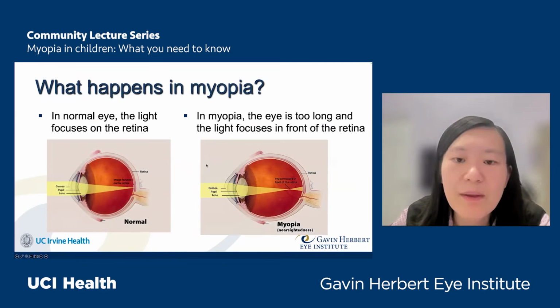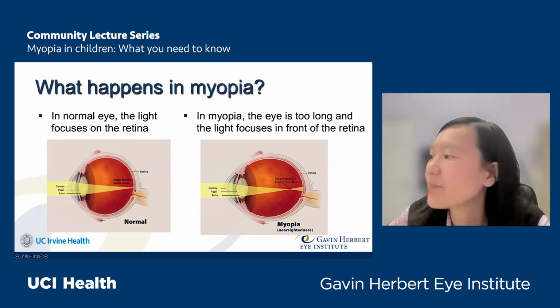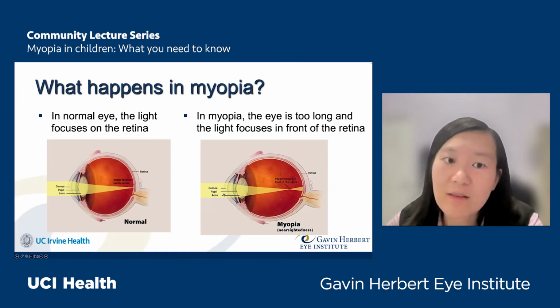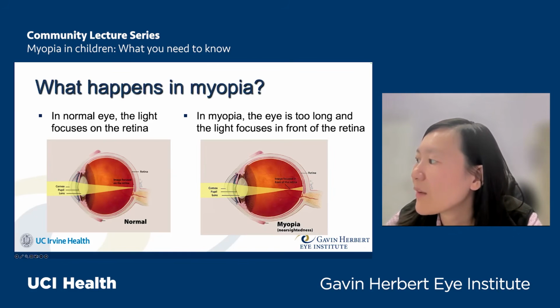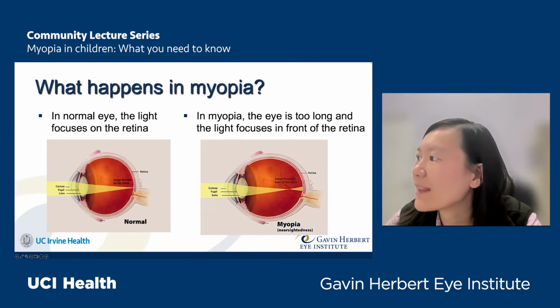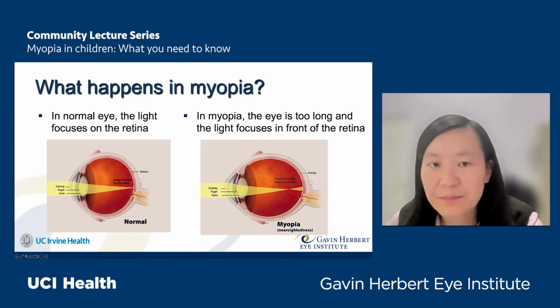What happens in myopia? Well, in a normal eye, the light goes through the lens and gets focused by the lens on the retina perfectly. So the light gets focused right on the retina, so no myopia. When you have myopia, the eyeball is too long, or the lens is too strong. The light goes through the lens, but it doesn't get to the back of the retina. It stops short of the retina, hence short-sightedness. So the eyeball is too long and the light focuses in front of the retina, and that's what we call myopia or nearsightedness.